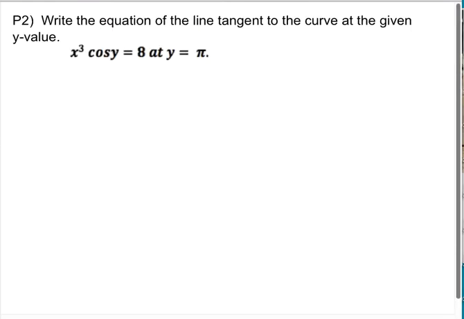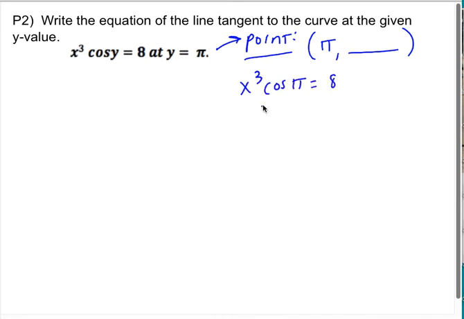All right, next question. Same idea, write me the equation of a tangent line. Feel free to pause me if you want. All right, so first thing I need is a point. I'm going to find that point not using calculus because there's no reason to use calculus to do it. So when I plug in pi, I'm going to get x cubed cosine of pi equals 8. That's x cubed times -1 is 8. X cubed is -8.